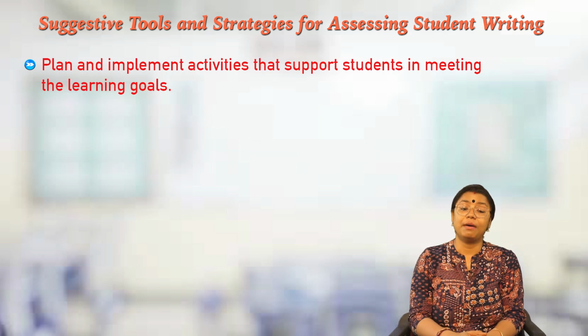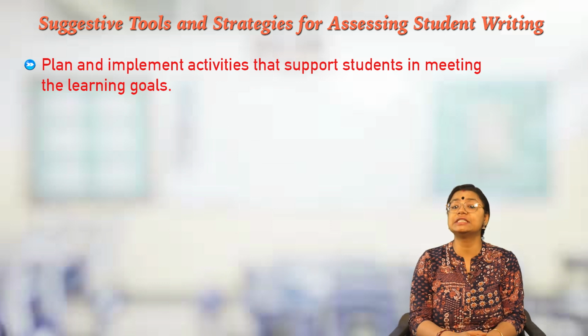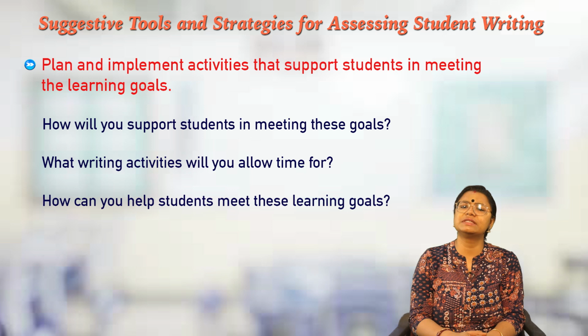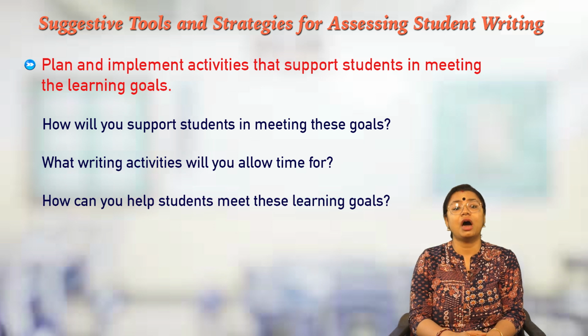Number 2, plan and implement activities that support students in meeting the learning goals. How will you support students in meeting these learning goals? What writing activities will allow you time for it? How can you help students meet these learning goals? These are some thoughts that you should be thinking in the beginning of setting up a writing assignment.